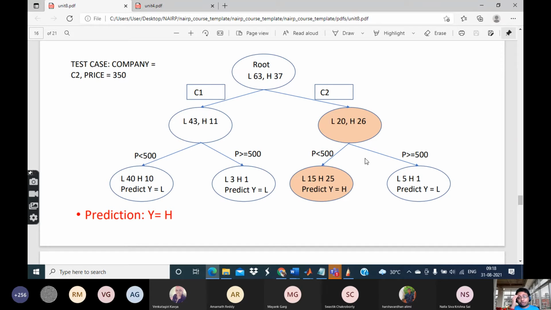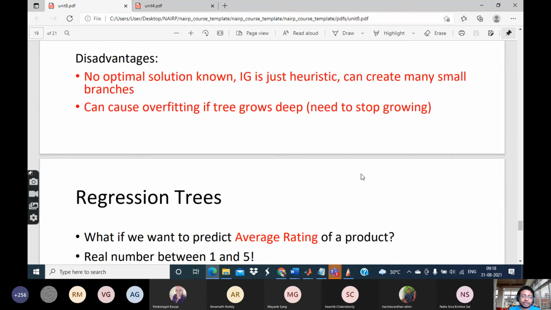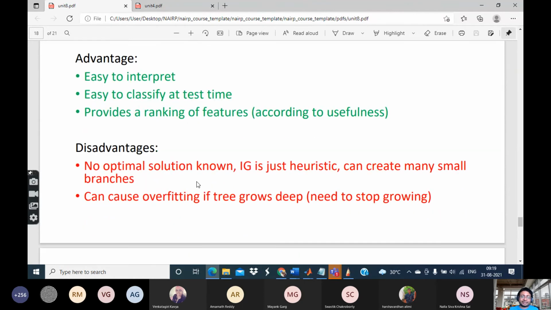So the testing is really easy. I just have to do this small number of calculations, and the calculations are also very easy to do. So the classification, the testing time, is really efficient. And finally, it is also useful because it provides a ranking of the features according to usefulness. It gives me a clear understanding of which feature is more useful, which feature is less useful, etc.